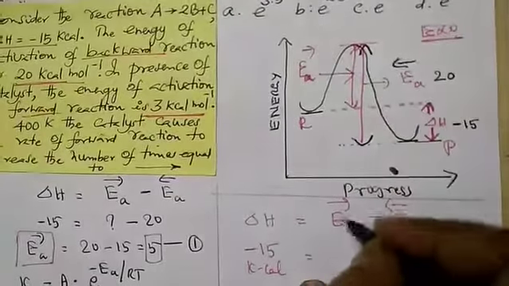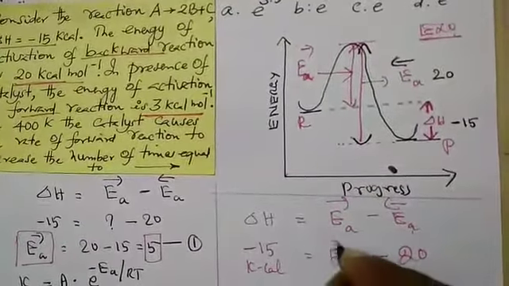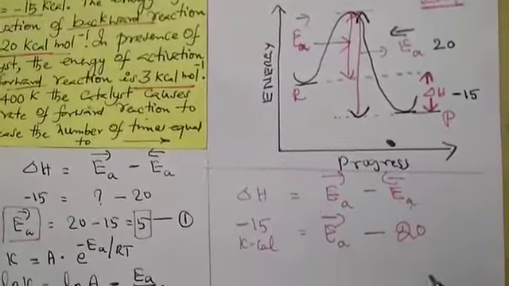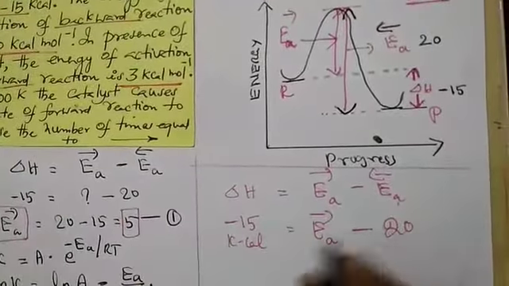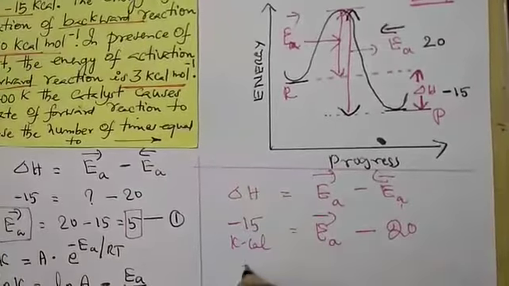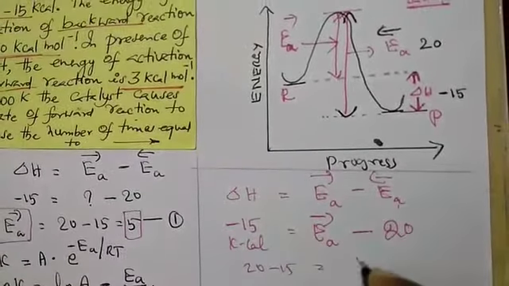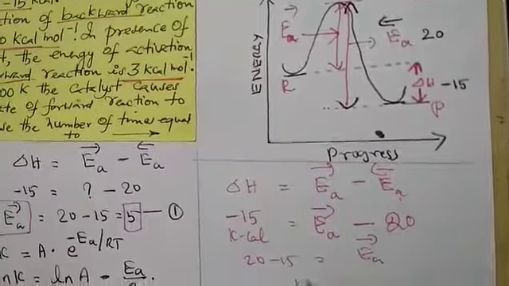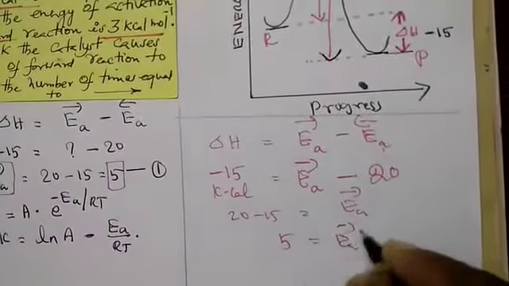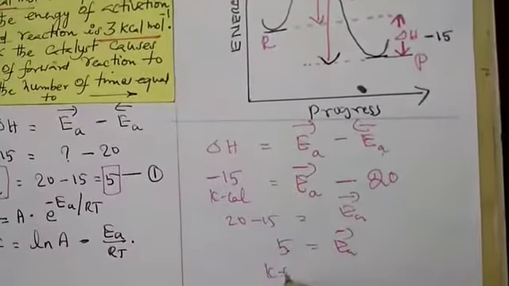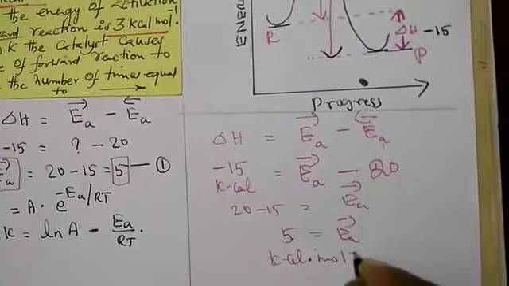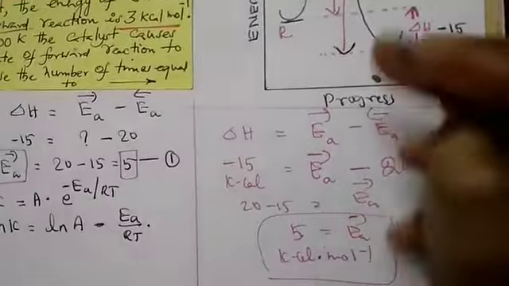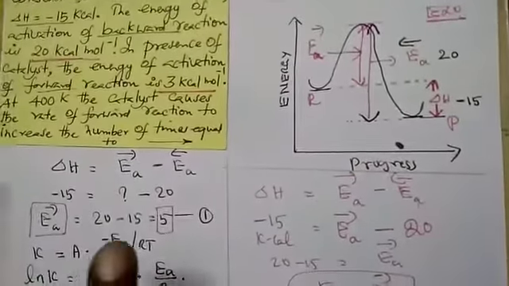What is the energy of activation of forward? You may not know it initially. So you bring the minus 20 over to the other side as plus. So the difference, 20 minus 15, is equal to the energy of activation of forward. What we are getting is 5, the unit is kilocalories per mole. So this is for the first condition, calculated from the diagram.